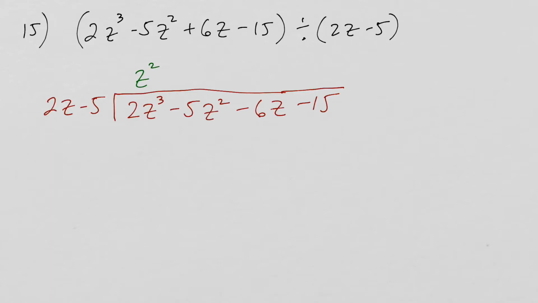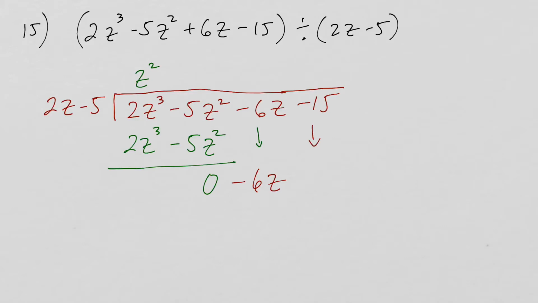Now that I've chosen that, I start multiplying. z squared times this is a 2z cubed. z squared times this is a negative 5z squared. These lines are identical, so when I subtract, I get 0. I know I'm going to get 0 without even bothering to subtract. Then I drop the next item down, and I'll get negative 6z. Well, I need something to continue to divide by, so I'm going to drop a second item down all at one time, negative 15.